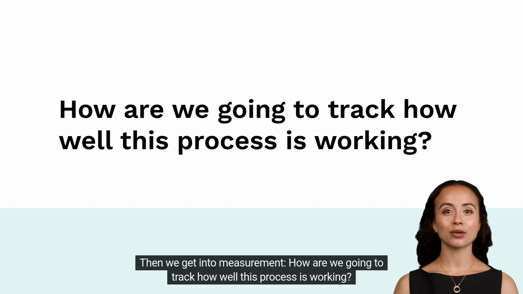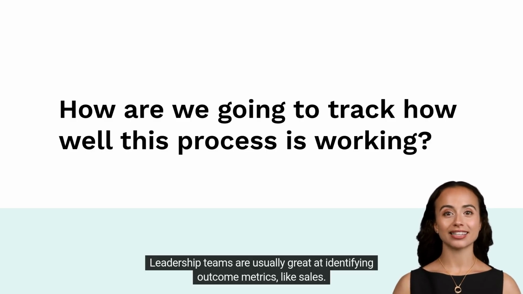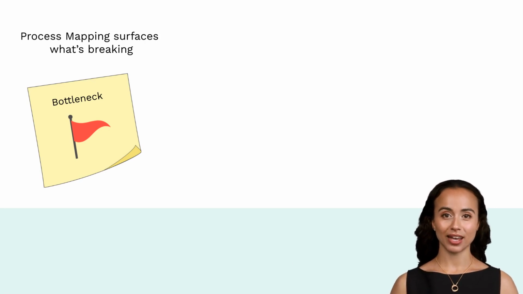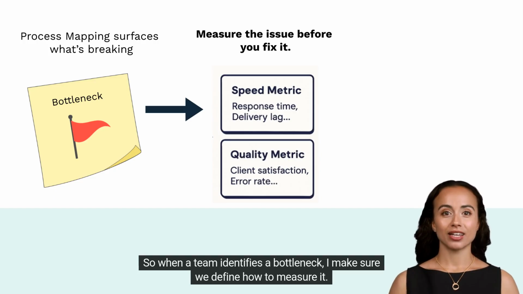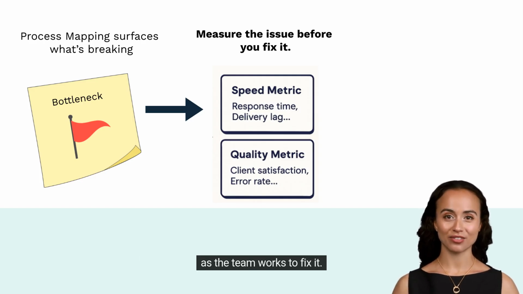Then we get into measurement. How are we going to track how well this process is working? Leadership teams are usually great at identifying outcome metrics, like sales. But what process mapping does really well is expose all the leading activities that happen before those outcomes. And many of those aren't being measured. So when a team identifies a bottleneck, I make sure we define how to measure it. We don't leave the session without at least one KPI that tracks the problem area and monitors progress as the team works to fix it.